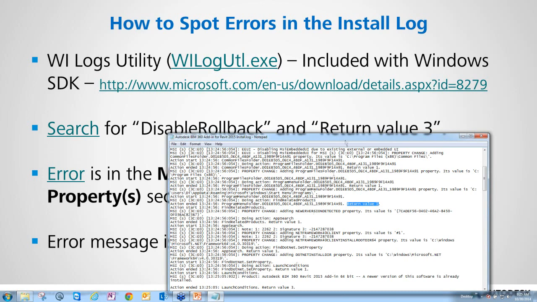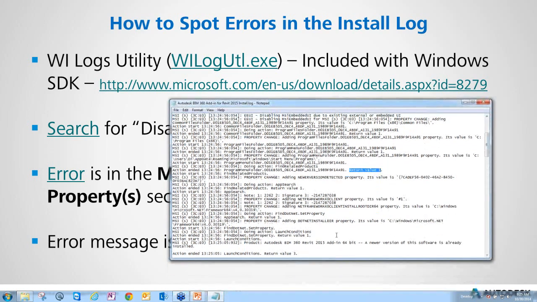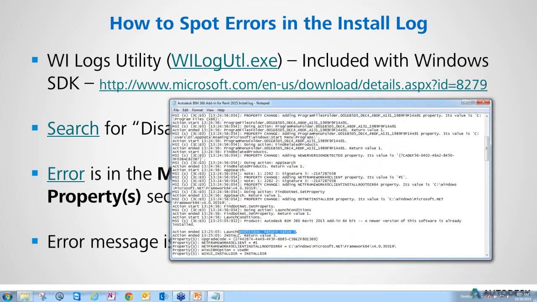If you get a return value 3, on the other hand, something bad happened. It didn't install properly, it didn't meet the conditions it was looking for, so it didn't install. So we found the return value 3, and there it is, right above it. This is the error we saw in the WI logs utility: Autodesk BIM 360, Revit 2015 added 64-bit, newer version of software is already installed. So we finally found it here.